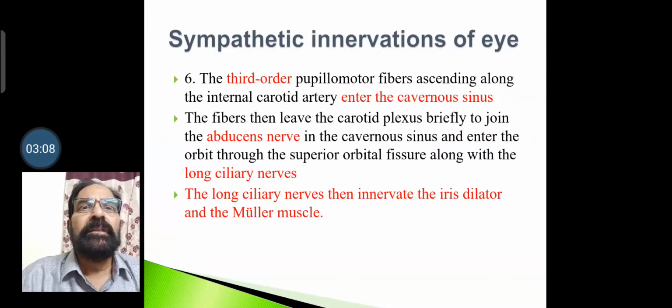So the third order pupillomotor fibers ascending along the internal carotid artery enter the cavernous sinus. The fibers then leave the carotid plexus briefly to join the abducens nerve in the cavernous sinus and enter the orbit through the superior orbital fissure along the long ciliary nerves. Then the long ciliary nerves innervate the iris dilator and the Muller muscle, which is responsible for ptosis.